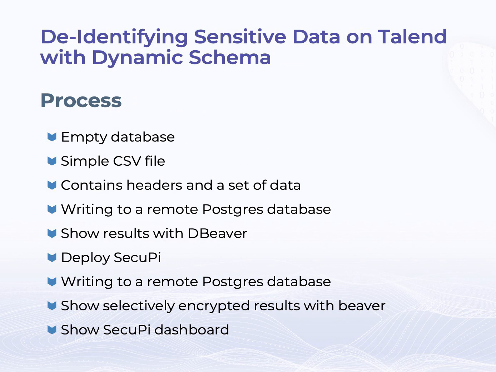We'll look at the fact that we'll show an empty database, we'll show the sample CSV file that we're going to load into that database. We will create the structure. We will then write to that database, show the results, deploy SecuPi, rewrite to that database because we will drop the data and replace it with encrypted or selectively encrypted results, and then we'll show the SecuPi dashboard associated with it.